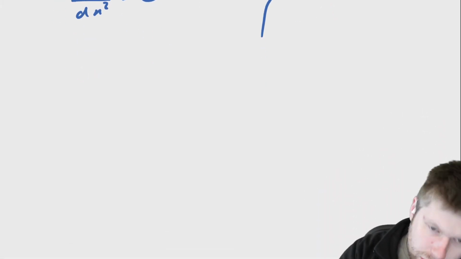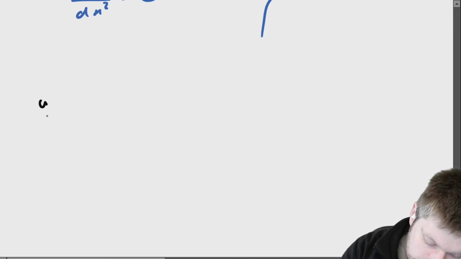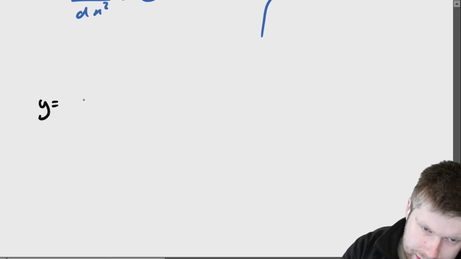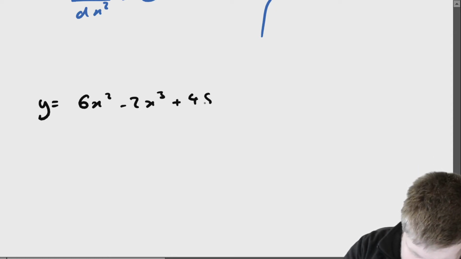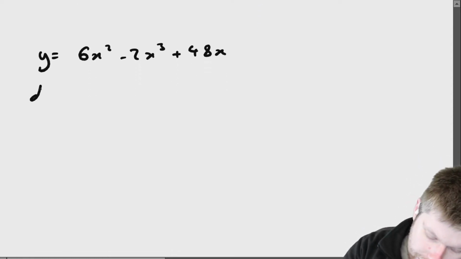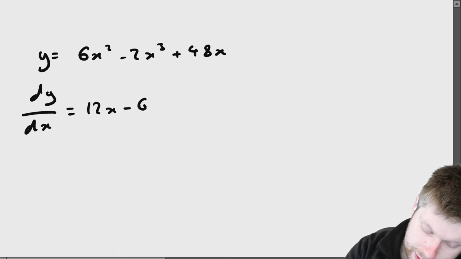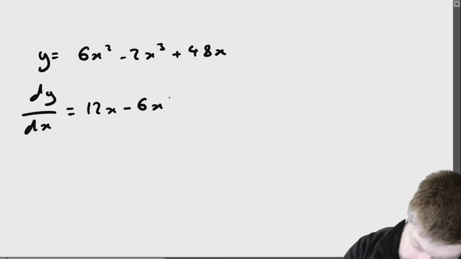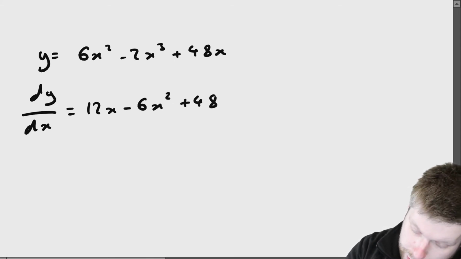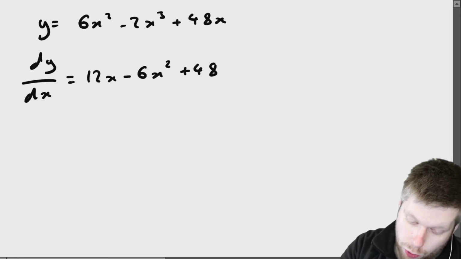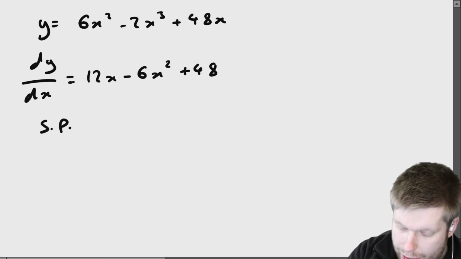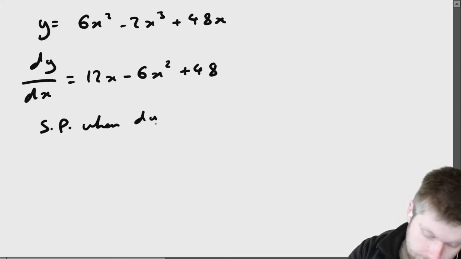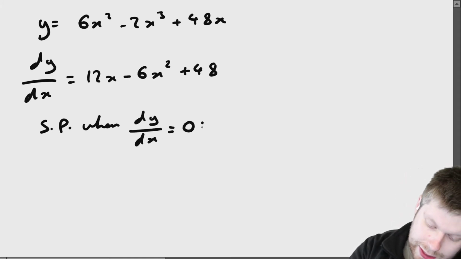So let's have a look at this example here. Let's try y equals 6x squared minus 2x cubed plus 48x. So let's first of all differentiate this. So dy by dx is going to be equal to 12x minus 6x squared, plus 48. Now a stationary point will occur when dy by dx, which I've just found, is equal to 0.